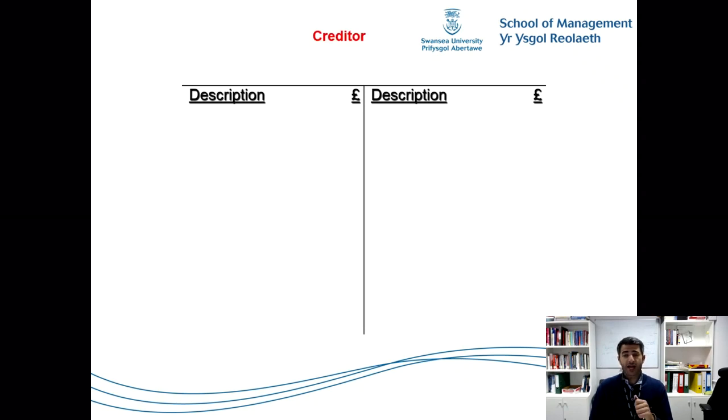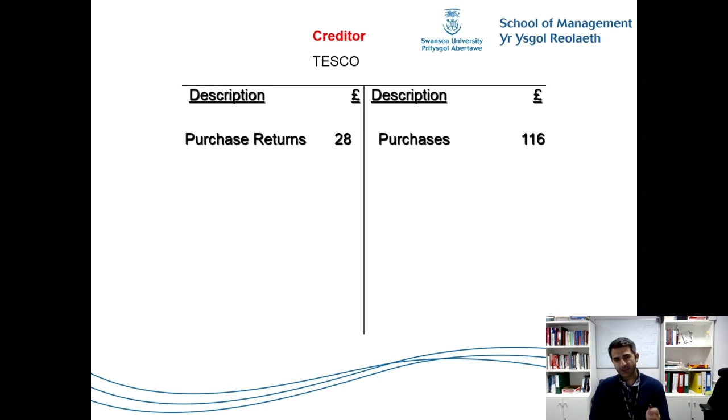Of course, the second account would be Tesco, the creditor, and you don't need to open one because there's already one like this, isn't it? So we owe Tesco £116. True? But now we returned £28. In this case, we need to reduce this by £28 on the debit side. It's going to be reduced as a purchase return, because a liability decreases on the debit side. We decrease it.